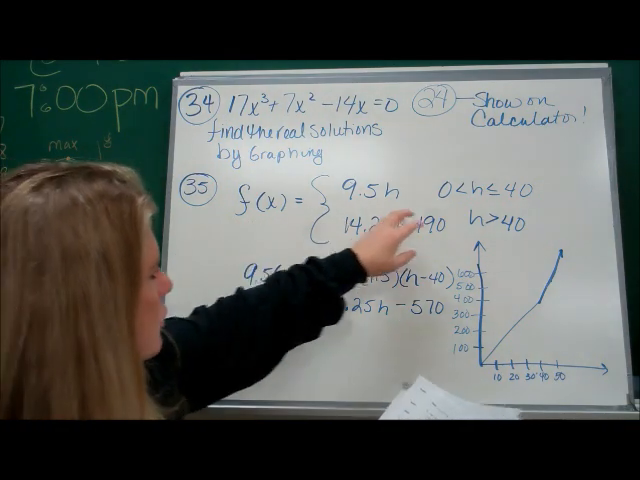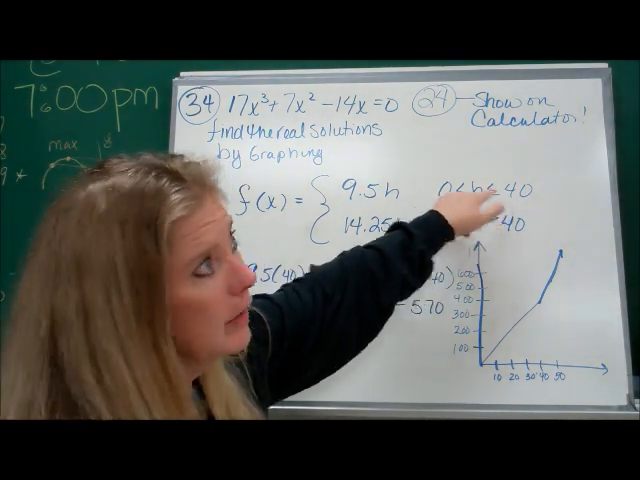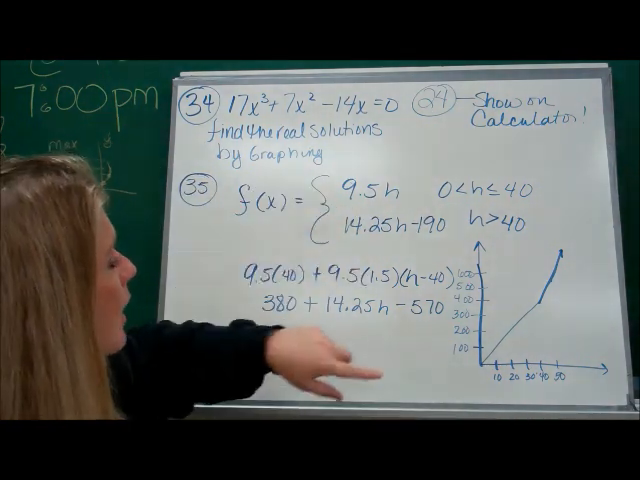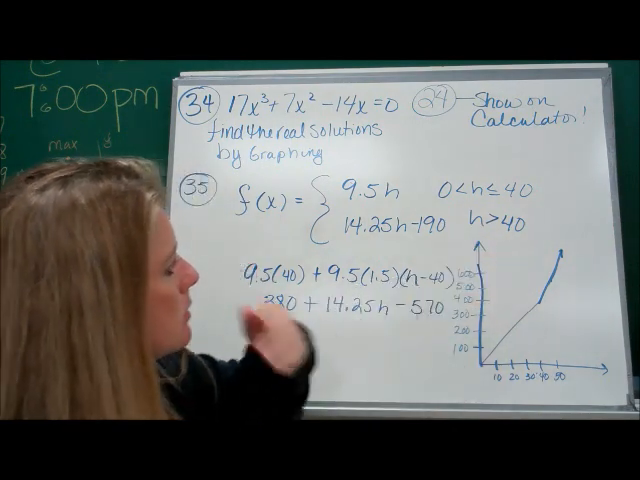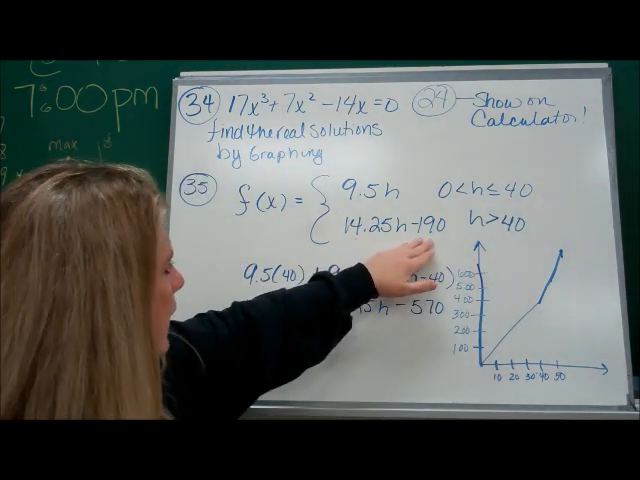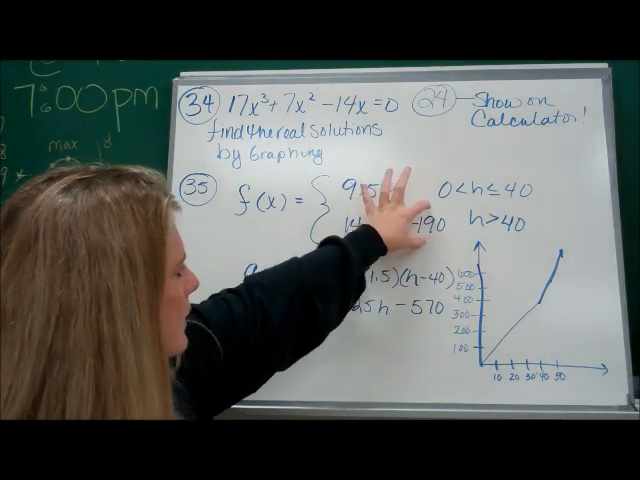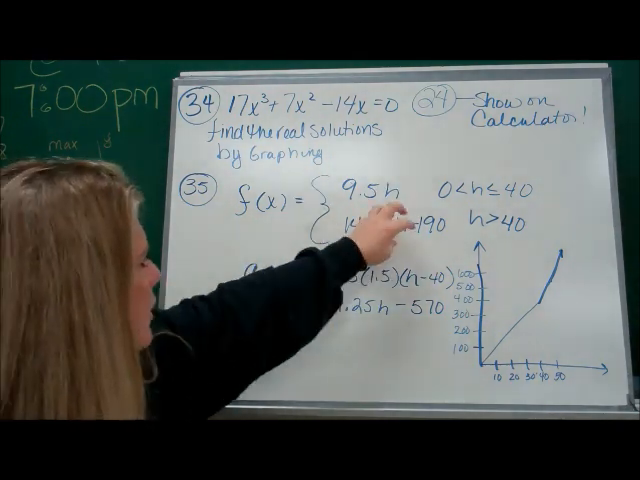We've got two pieces. When you work 40 hours or less, you're just going to be paid your $9.50 per hour. Then if you work more than 40 hours, the simplified equation is 14.25h minus 190. Where does this piece come from? It comes from calculating it out.